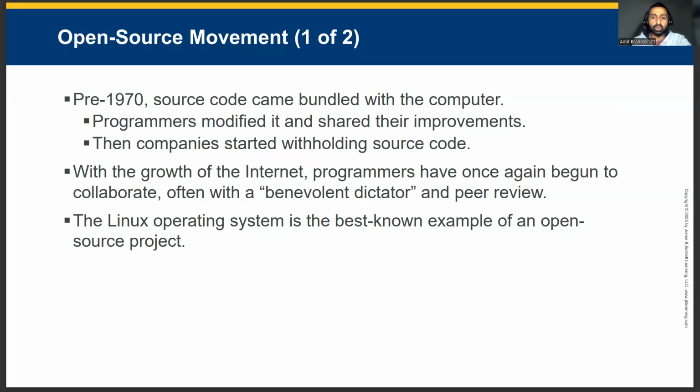Later, with the growth of the internet, open collaboration reemerged as a powerful development model. Many modern open source projects rely on community contribution, peer review, and a central coordinator, sometimes referred to as a benevolent dictator, to guide direction. The Linux operating system is one of the most well-known examples of open source success. This slide highlights how the movement revived the collaborative spirit that marked the early days of computing, enabling innovation through shared knowledge and community-driven development.